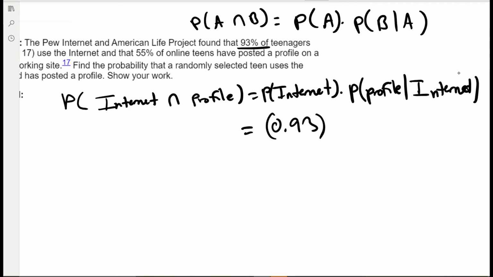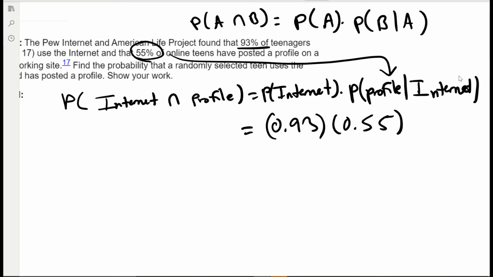Now, the probability that someone posts a profile, given that they use the internet: it says that out of the 93% of teenagers that use the internet, 55% of those have posted a profile. So this 55% is a conditional probability. So this 55% is actually the conditional probability for this term, so it's going to be 0.55. It's pretty straightforward. They already gave us both those numbers, so we simply multiply them, and that leaves us with 0.5115.